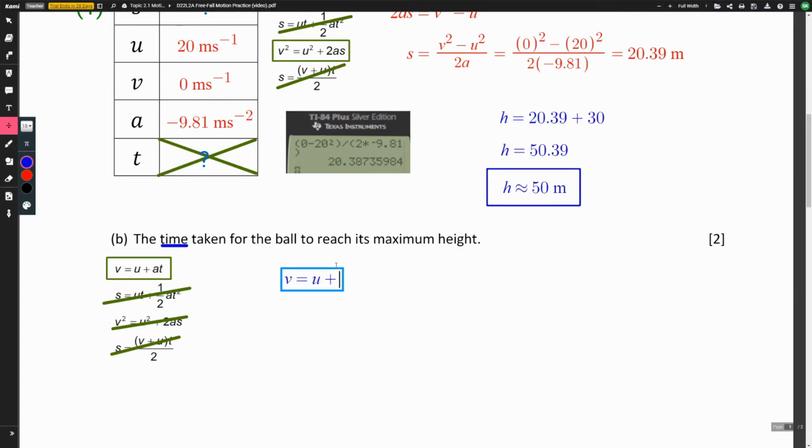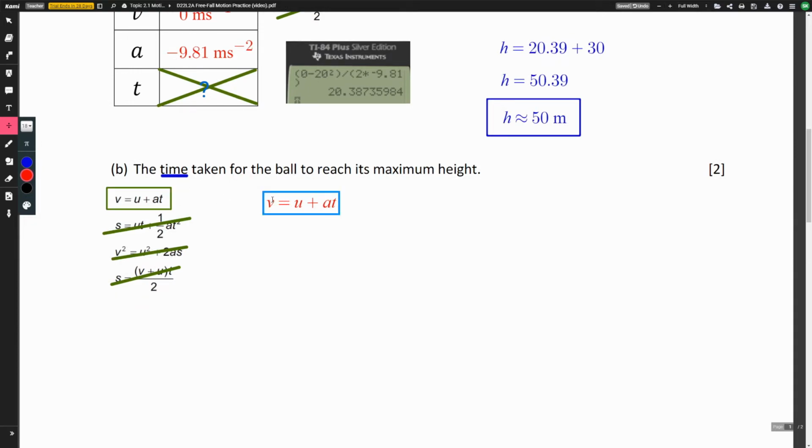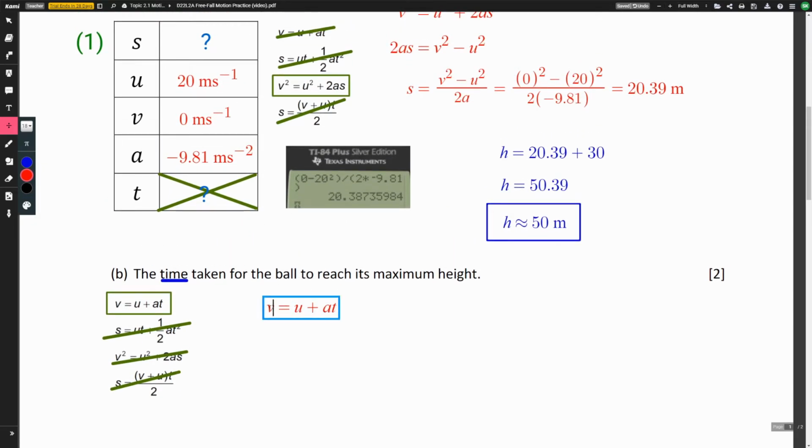v equals u plus at. I usually like writing in red, so I'll switch it over to red. Okay, let's start thinking about the numbers. So v is going to be 0. Okay, cool. So we're trying to find the time. Okay, here we go. We need to find the time.